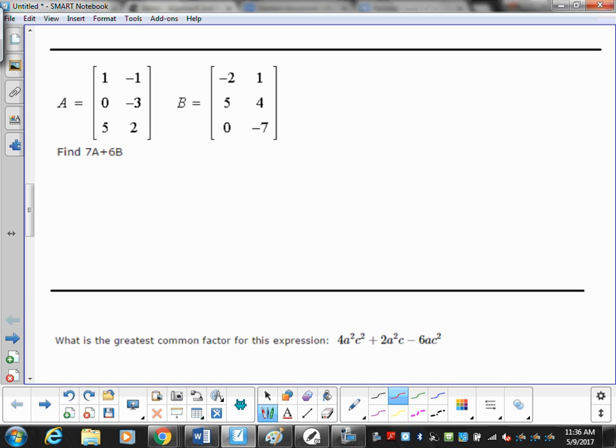On this next one, what you're doing is you have these 2 matrices, and it wants you to find 7 times matrix A plus 6 times matrix B. Okay? And so a couple things. Remember, in your calculator, you can always hit the alpha button and then the zoom button, and that's going to pull up your matrix stuff. So if you want to plug it into your calculator, you can. I'm going to kind of work this out by hand because it's not real hard.